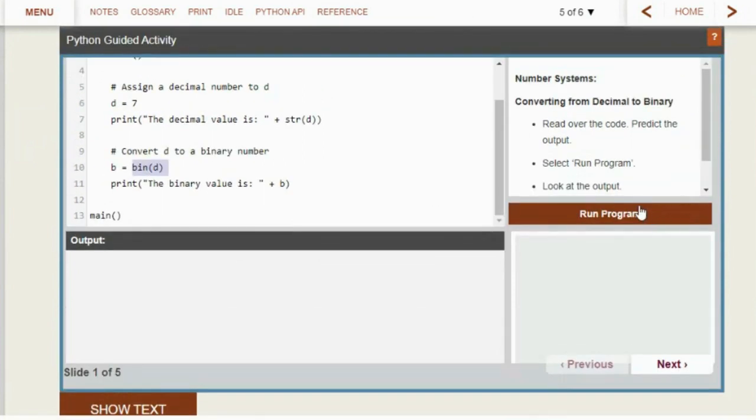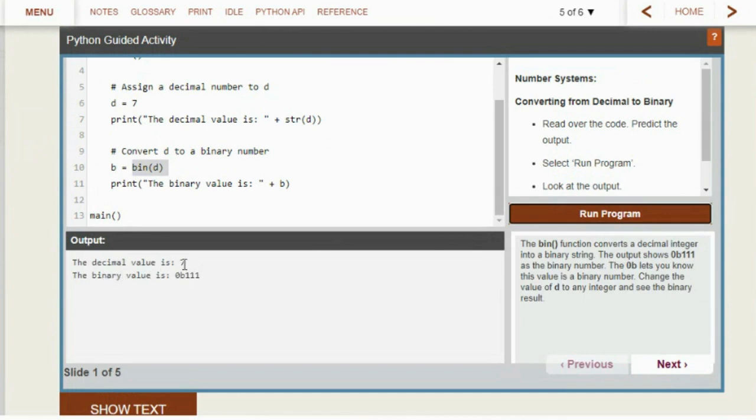So let's run the program, see what it looks like. The decimal value is 7. The binary value, now notice there's a 0B first. Like, wait a minute, there's no B's in binary. This is how Python says, by the way, the number I'm about to show you is a binary number. It's not decimal. If it just printed 111, it's like, oh, that's 111, right? Python is saying this is not 111. This is a binary number 111. So that's how it denotes the following number is binary. It puts a 0B right in front of it. So anytime you see that 0B, you know, okay, what follows that is binary.